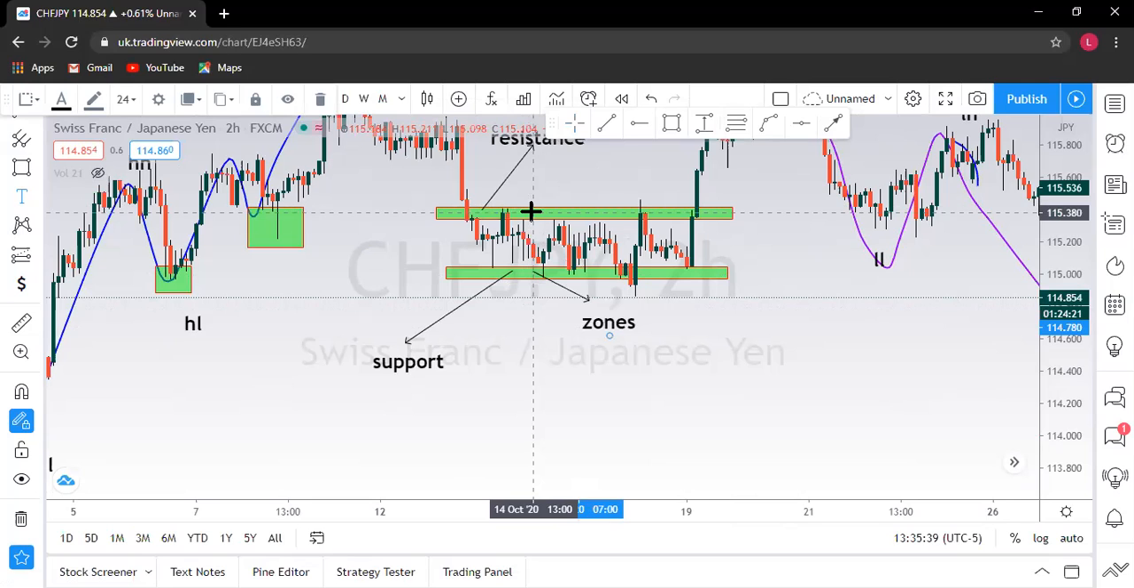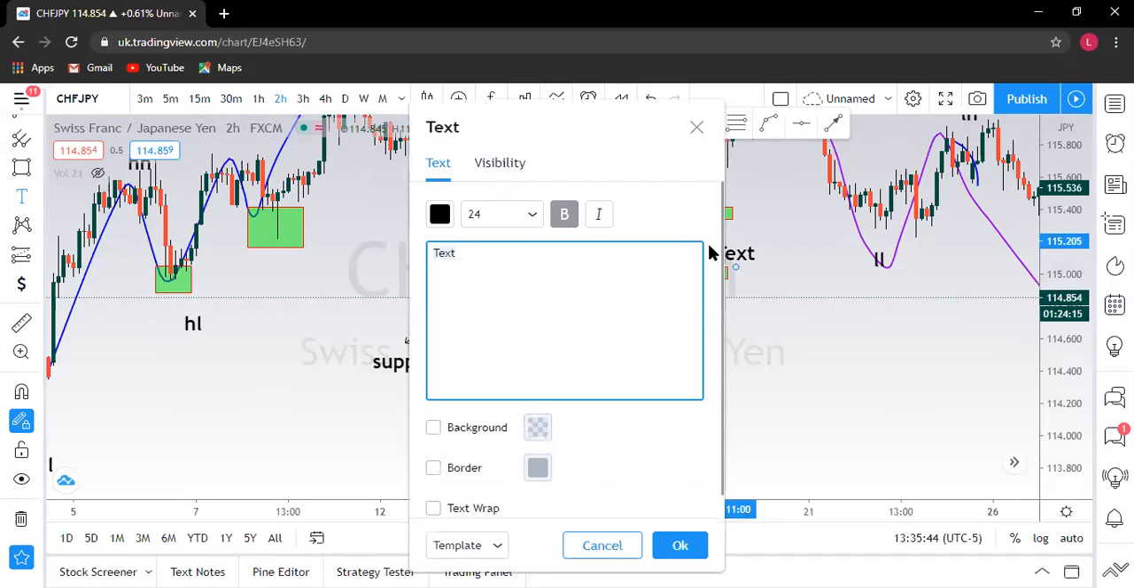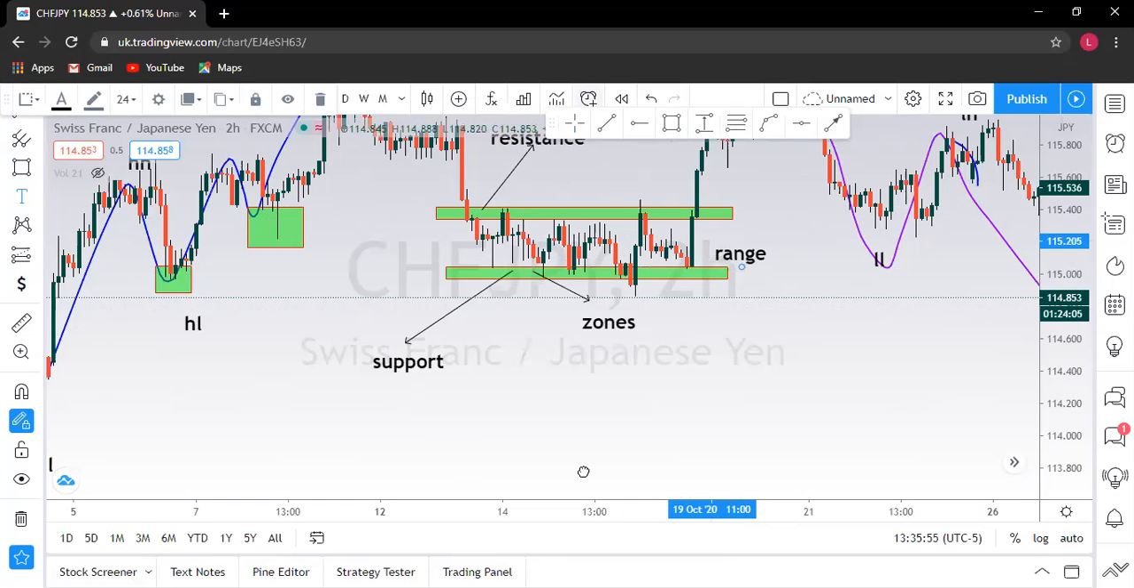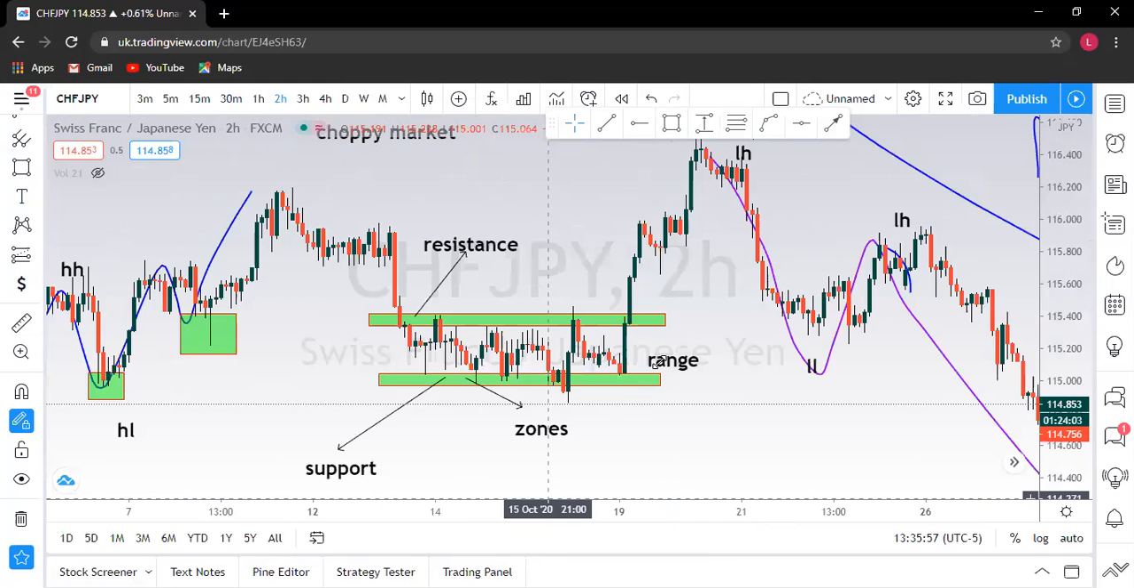So the distance between your support and resistance is called range. That is why they call it a ranging market. I hope you dig now. The distance between your support and your resistance is called range.